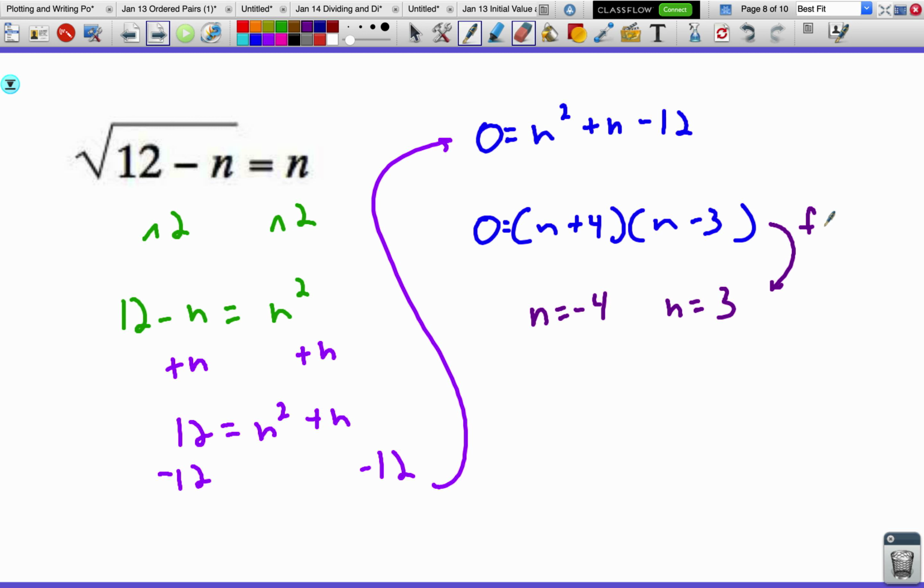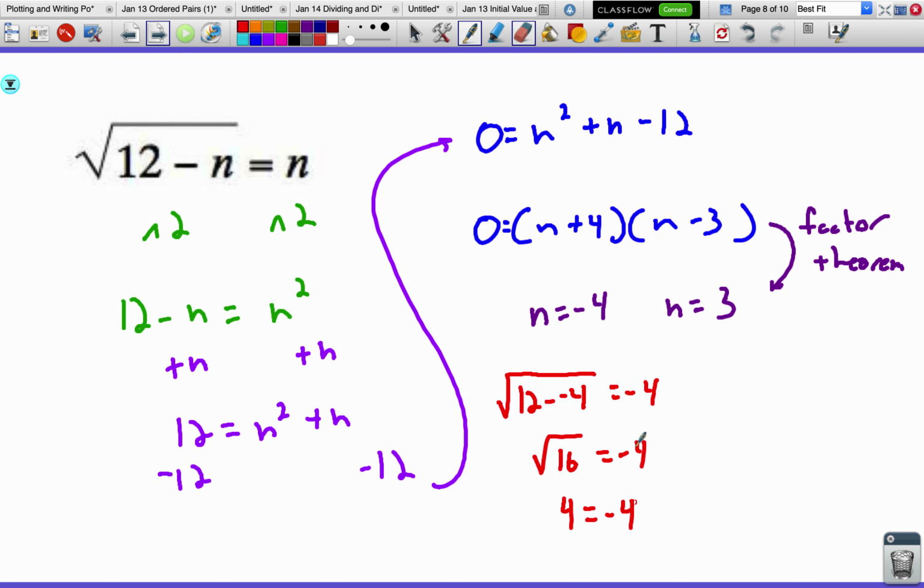We can just say that's factor theorem, something we learned back in Unit 4 on polynomials. Let's check these now. So if I plug in the -4, I'm going to get the square root of 12 minus a -4 equals -4. Square root of 16 equals -4. 4 equals -4. Again, when we start with a radical, we only keep the principal square root, so we only keep positives. And so this doesn't work. This was an extraneous solution.